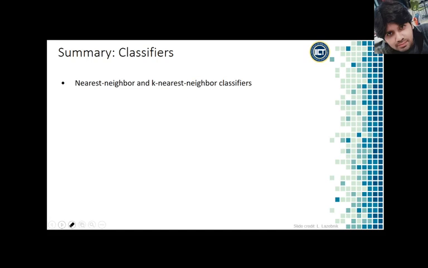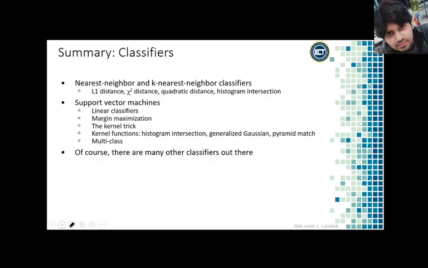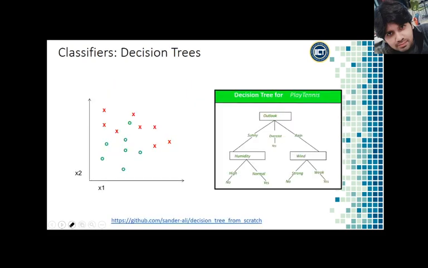So for the summary of classifiers which we went through, the nearest neighbor and k nearest neighbor classifiers use distances. And support vector machines are a kind of linear classifier which has margin maximization. They also use the kernel trick, and can use different kernel functions. They can deal with multi-class problems, and of course there are many classifiers out there such as neural networks, boosting, decision trees. We'll look at two of those just in an abstract way.